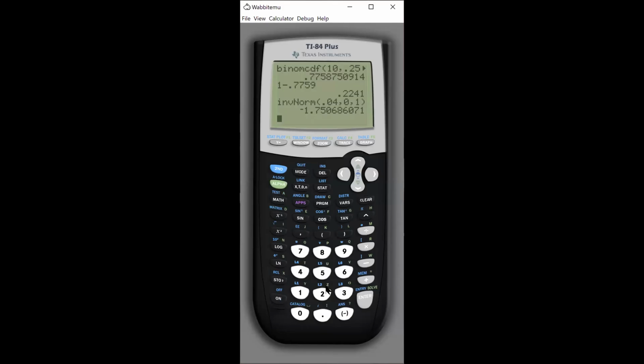So we'll say 1.7507 multiplied by radical 0.50 multiplied by 1 minus 0.50, all divided by n. If you do that, you get 0.1501.